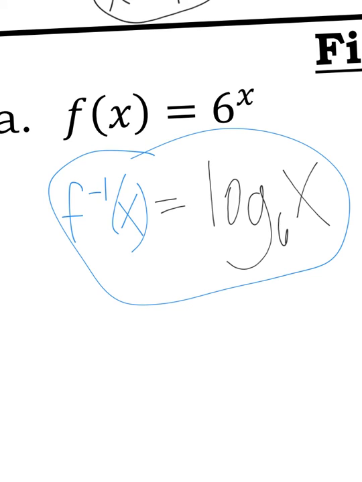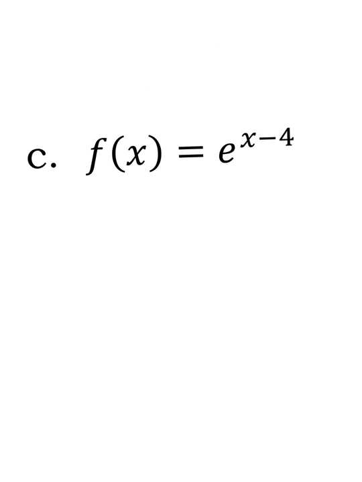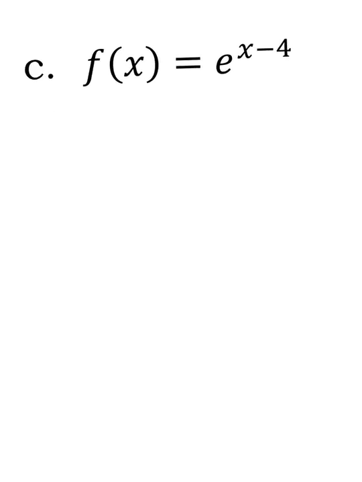So let's do, I got two more examples here. I got part C, f of x equals e to the power of x minus 4. So what am I going to do? I'm going to switch my x and my y. So I'm going to write x equals e to the power of y minus 4. The next thing I'm going to do is I'm going to relate it back to the log property.